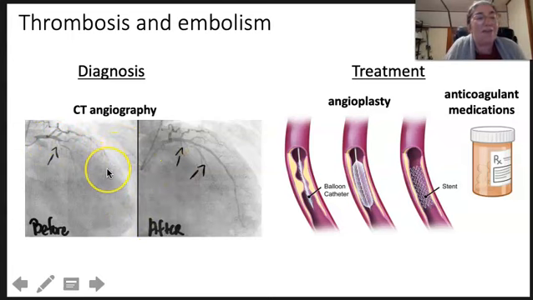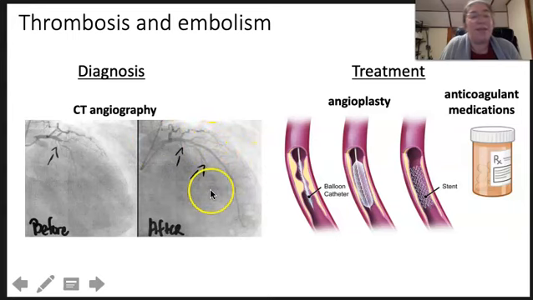And then after a procedure was done, probably an angioplasty to help fix that blockage, after the angiography we saw this nice beautiful line here. The dye goes all the way down and the blood is flowing now.